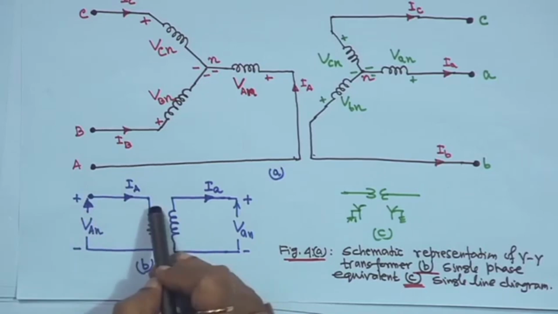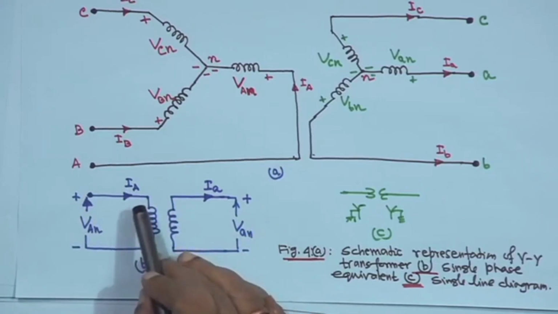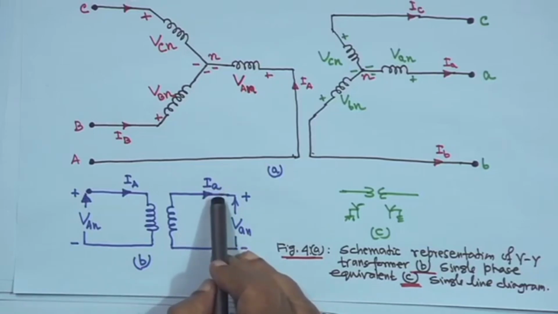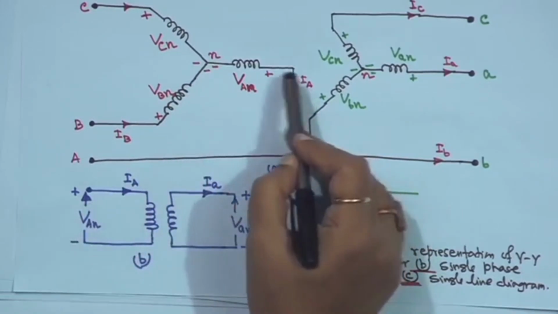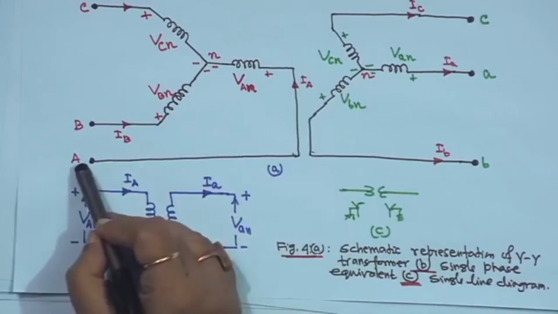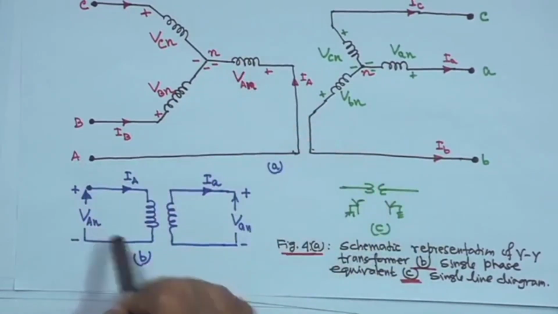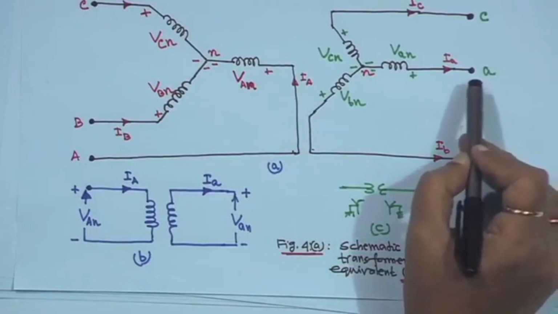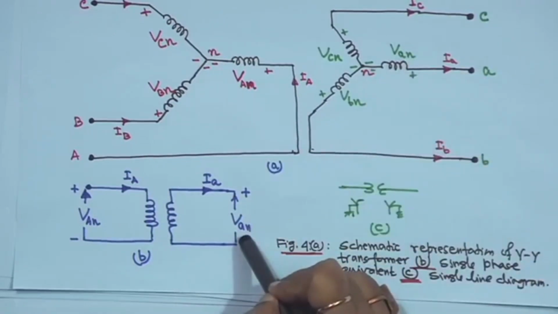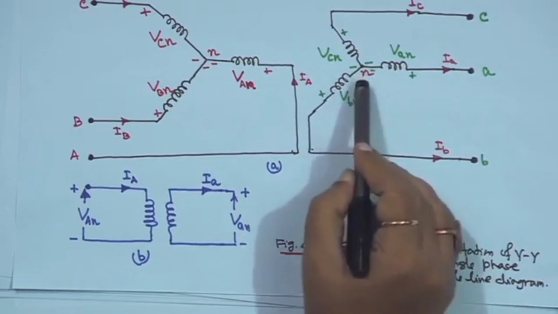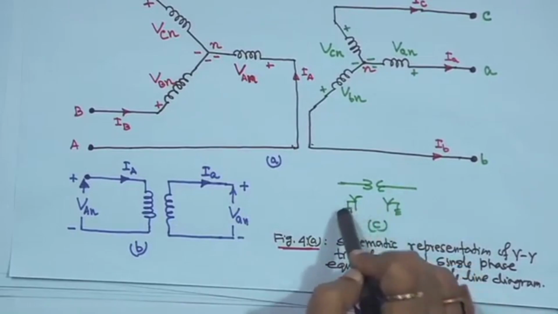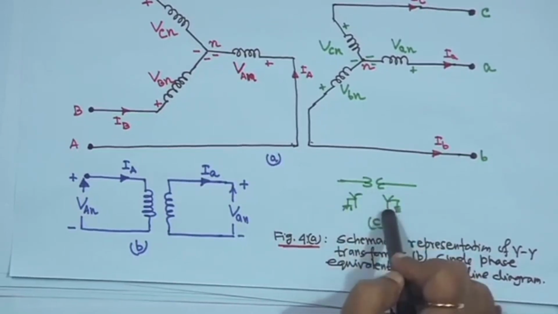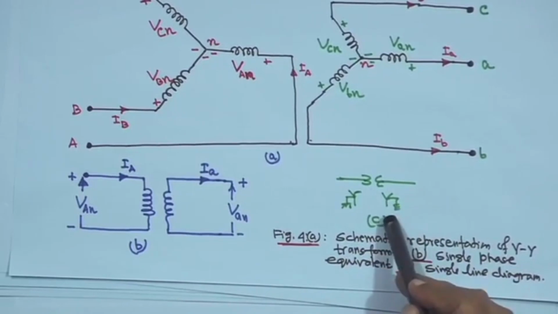So, this is the current IA on the primary side, and on the other side the subscript is small a. This is VAN, with capital A and capital N, and this is Van with small a and small n. The equivalent star side is not shown here, but the star side is always grounded. This is the star star transformer equivalent circuit representation.